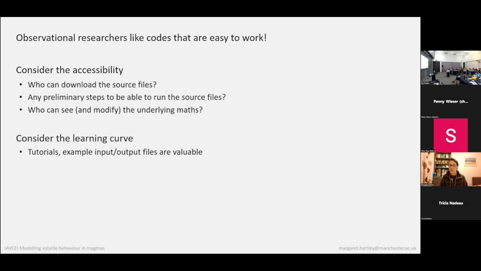Consider the learning curve of your codes. We've heard from at least one speaker this morning who said that their code was not particularly user-friendly, which is really good to know in advance, because then you have an idea of how much time you're going to have to input to learning this thing. Tutorials and example input and output files are hugely valuable to observational researchers who may find codes a little bit intimidating.